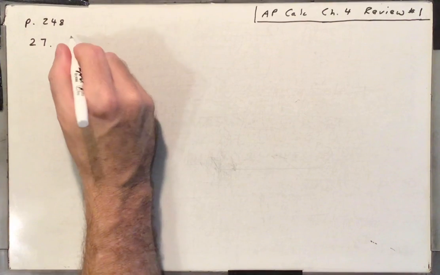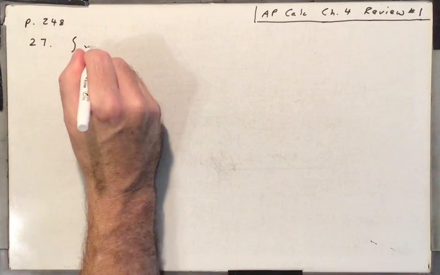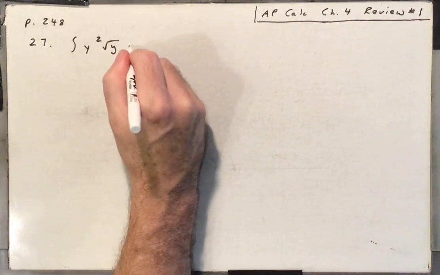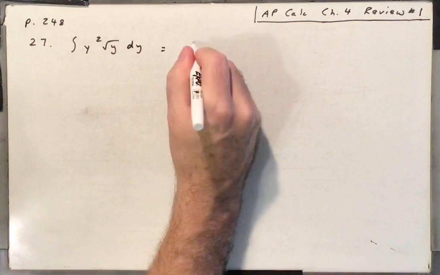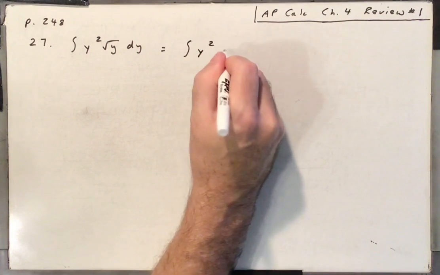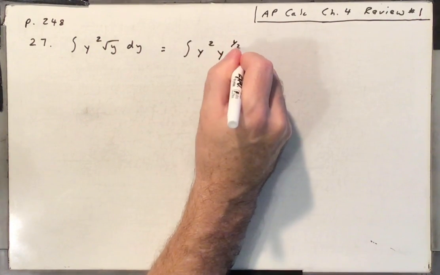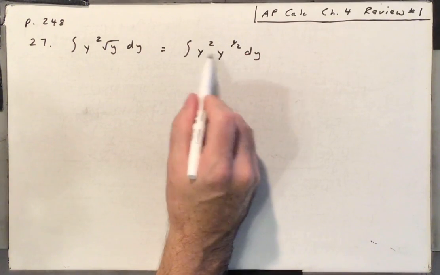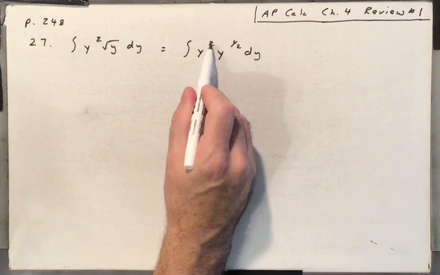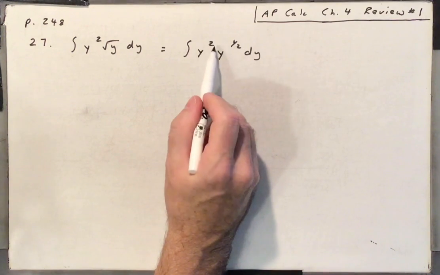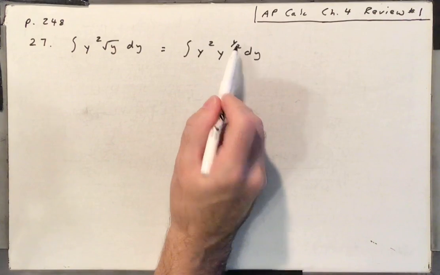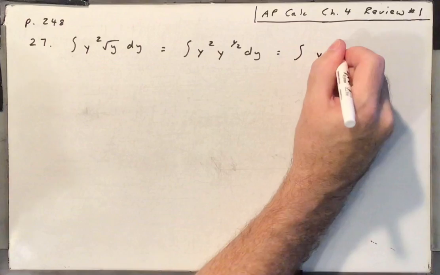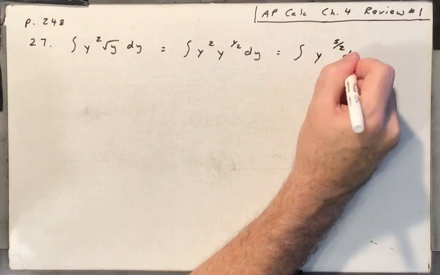All right, so that's going to be y squared times root y dy. Let's rewrite that as y squared times y to the 1/2 dy. When you're multiplying the same base, different exponents, you add those exponents. So that's the same as 2.5, which is 5/2. So that's y to the 5/2 dy.